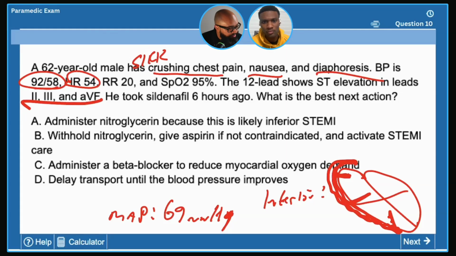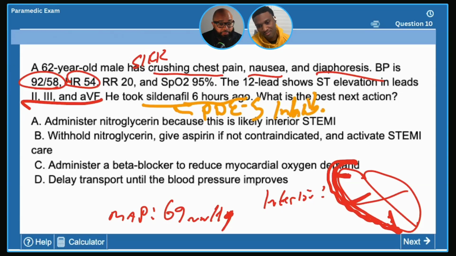All right, he took sildenafil 6 hours ago. What's sildenafil? PDE5. Okay, you're showing out for real. That's a PDE5 inhibitor, and that class of drugs treats the condition erectile dysfunction.